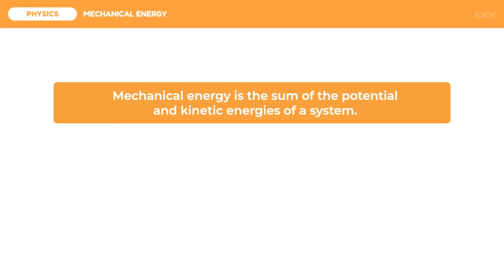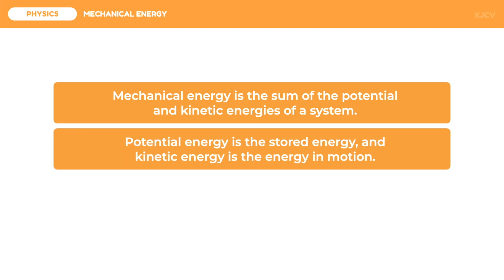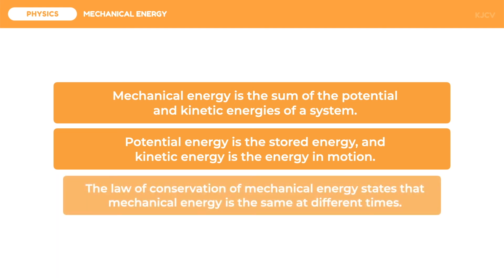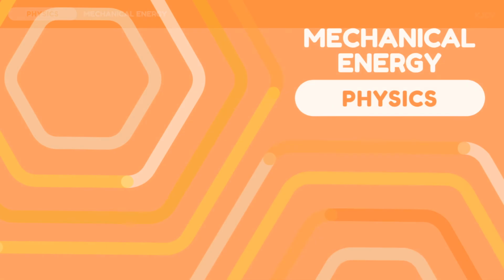Mechanical energy is the sum of the potential and kinetic energies of a system. Potential energy is the stored energy, and kinetic energy is the energy in motion. And lastly, the law of conservation of mechanical energy states that the mechanical energy is the same at different times. And that ends our discussion on mechanical energy.